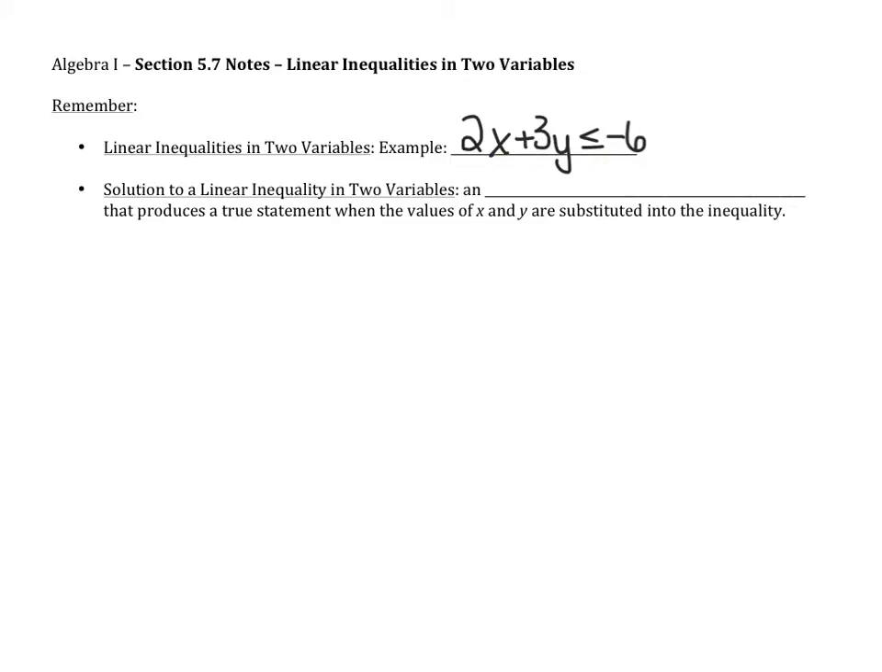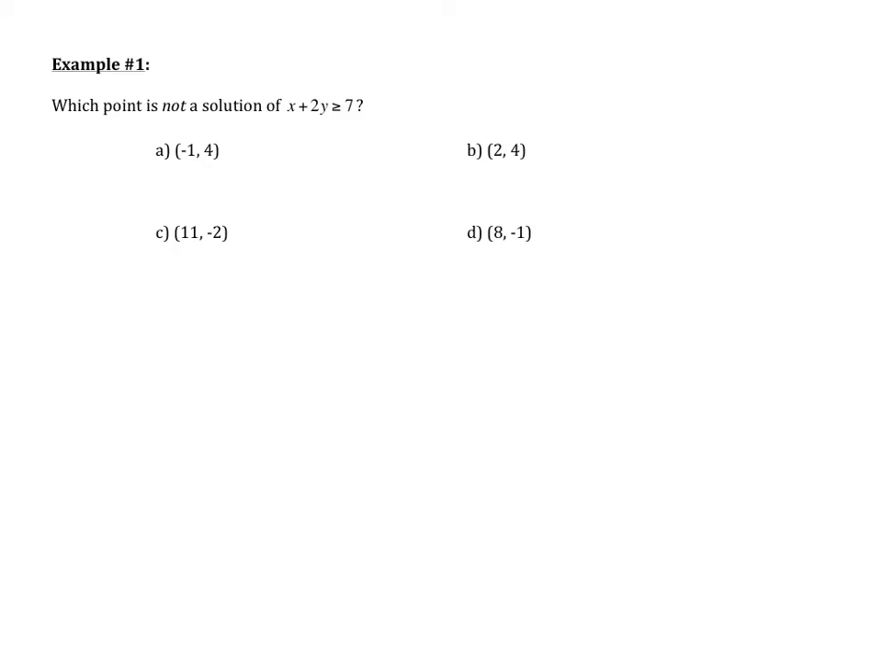A solution to a linear inequality in two variables is an ordered pair that produces a true statement when the values of x and y are substituted into the inequality. You'll see this in our first example. So here's example number 1. Which point is not a solution of x plus 2y is greater than or equal to 7?